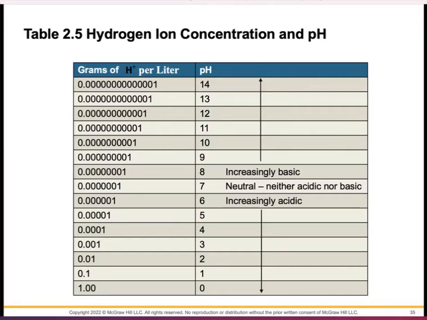And you can see the higher the number above 7, the more basic. Above 7 is a more basic or alkaline solution, with a lower concentration of hydrogen ions. So we have a lower amount of hydrogen ions. This is a small number. While the lower number, so anything below 7 and down, is going to be a more acidic solution. These also have a greater concentration of hydrogen ions.